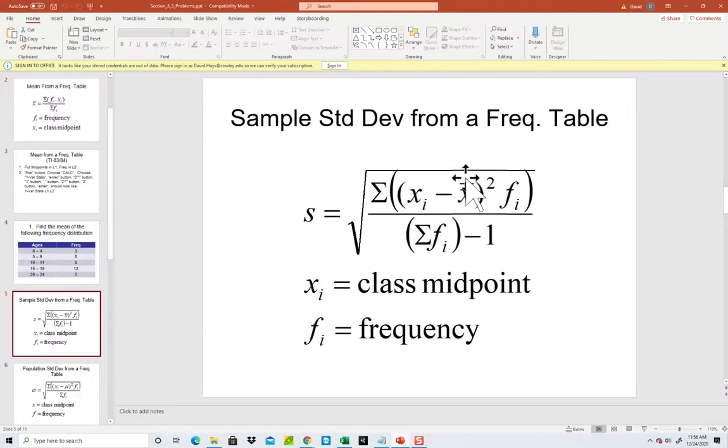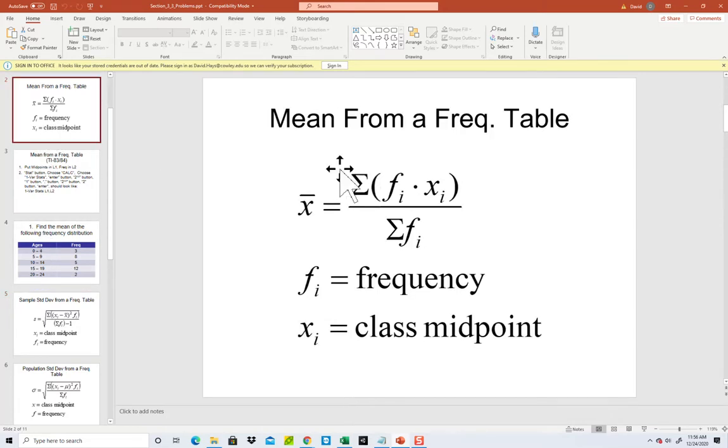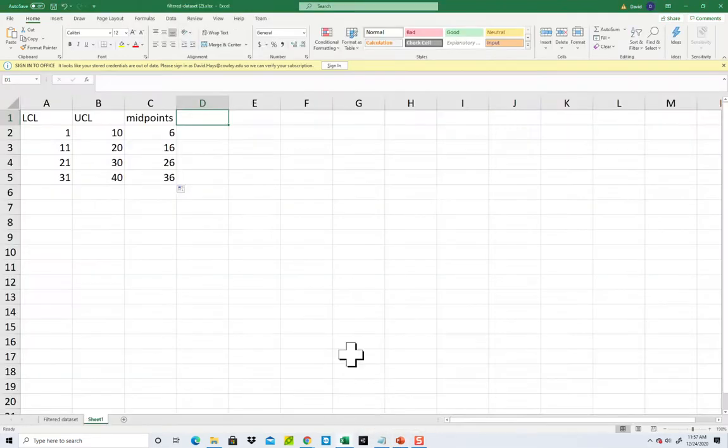This implies we need the sample mean, x bar, and that's given by this formula. So first thing we'll do is f times x. Now x is our class midpoint, which we just found, and f is our frequency. So I need to put a frequency in there. This is our x.